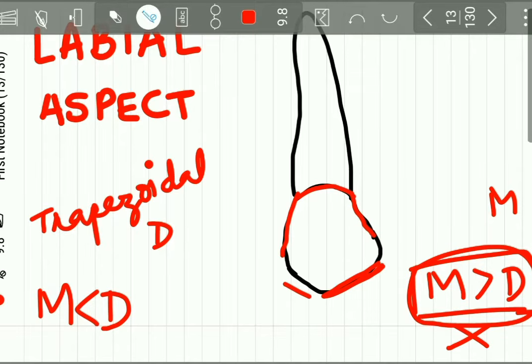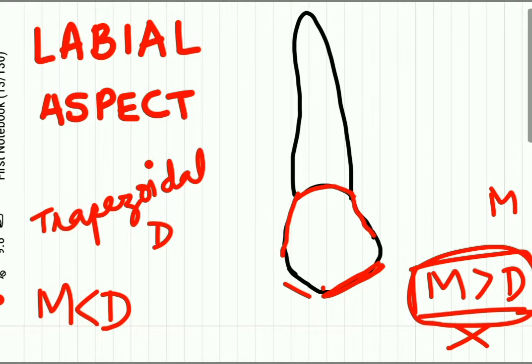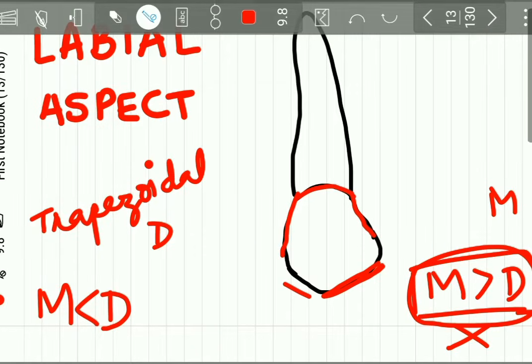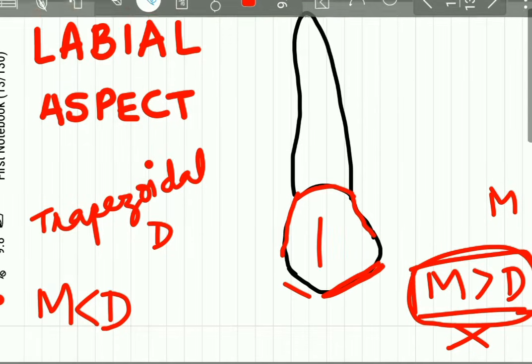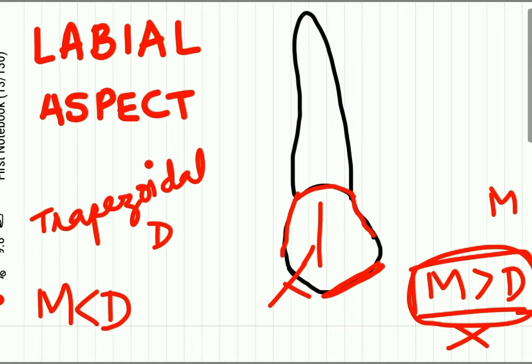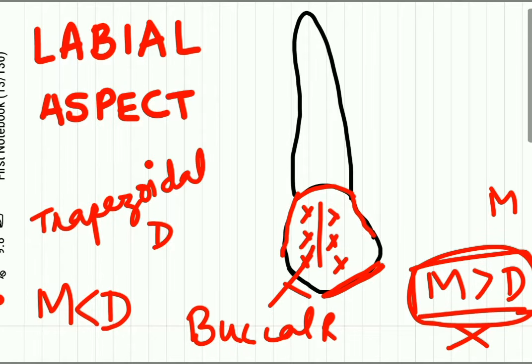A ridge is present extending from the buccal cusp to the cervical line, and this ridge is called the buccal ridge. This prominent ridge is called the buccal ridge. Now, mesial and distal to this buccal ridge, there are small depressions, and these little depressions serve as demarcation between the developmental lobes.